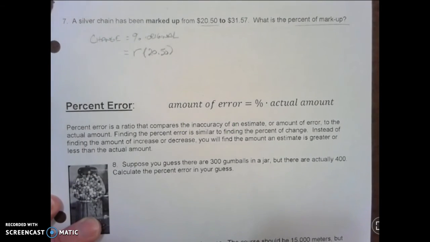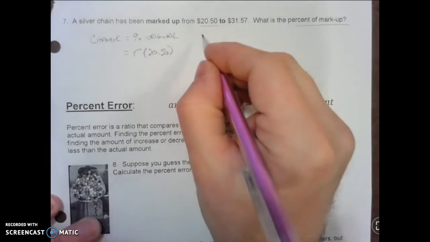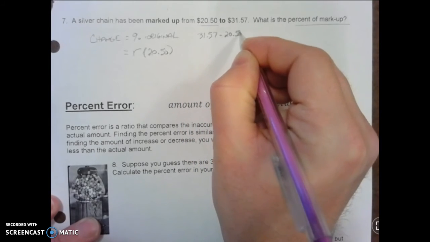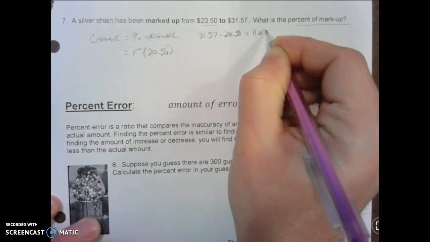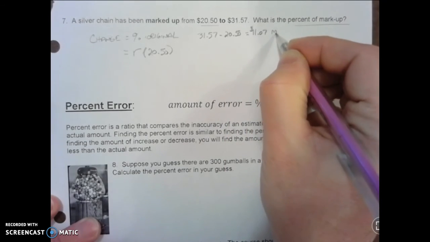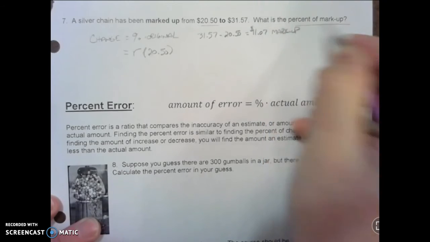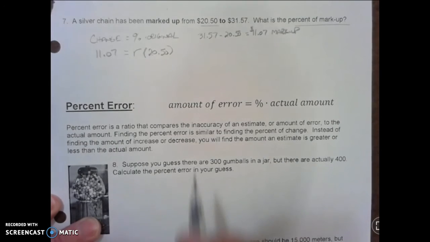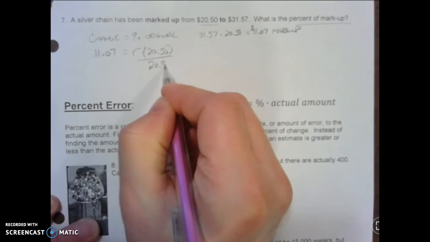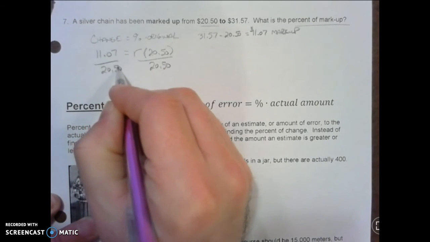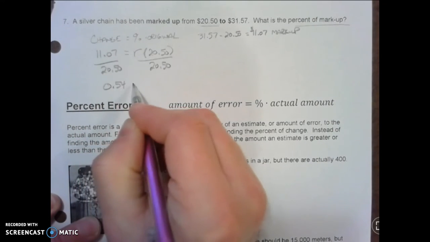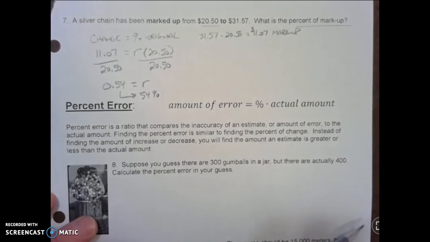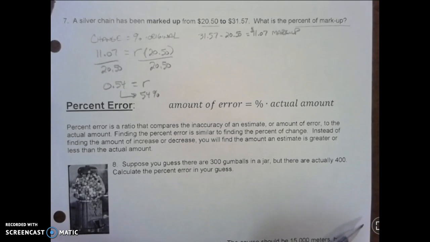So we'll go ahead and do the subtraction in their prices. $31.57 minus $20.50 is equal to $11.07. There was an $11.07 markup. This is going to be your amount of change, $11.07. To figure out the value of R now, let's divide each side by $20.50. And that's going to give us a value of 54 hundredths for R, which we know is the same as 54%. So there was a 54% markup in the price of the chain.